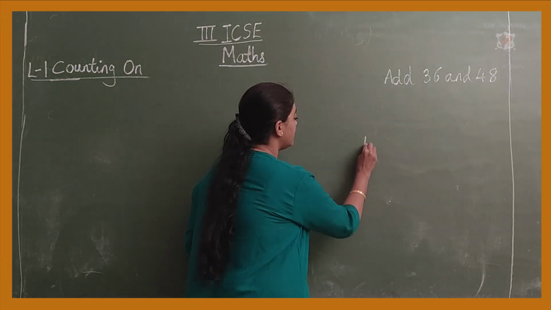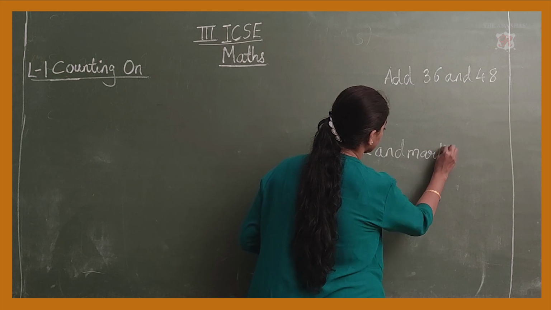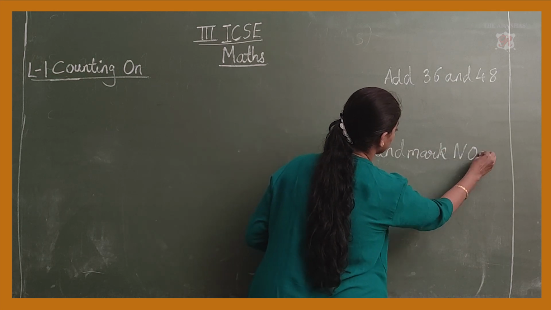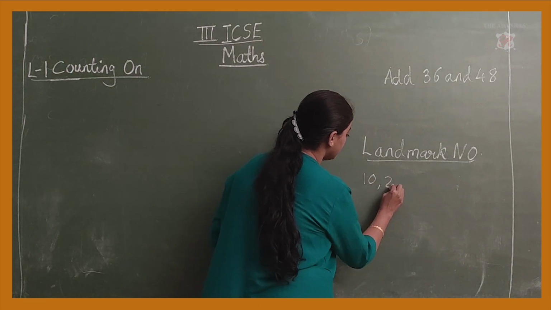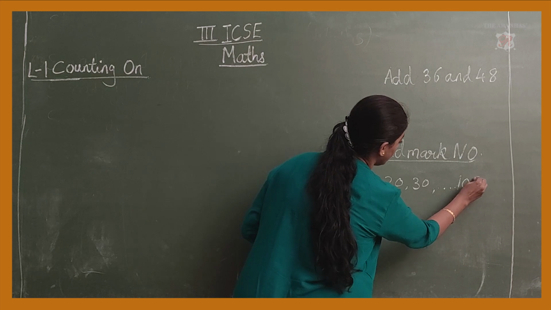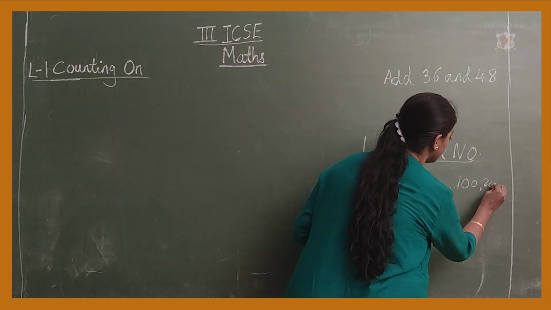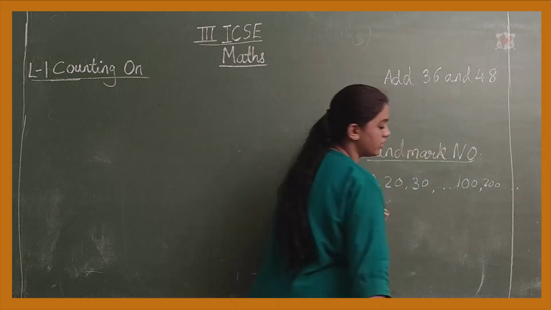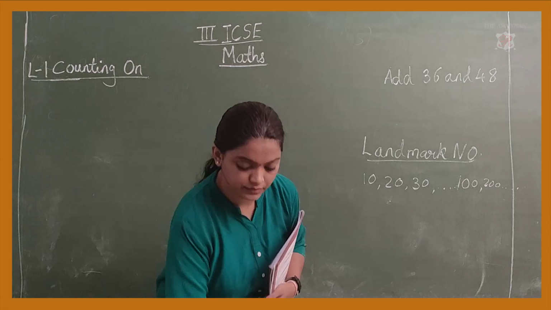So what is your landmark number? Your numbers starting from 10, 20, 30, and so on to 100. It can go on to 100, 200, and so on. These numbers are known as landmark numbers.